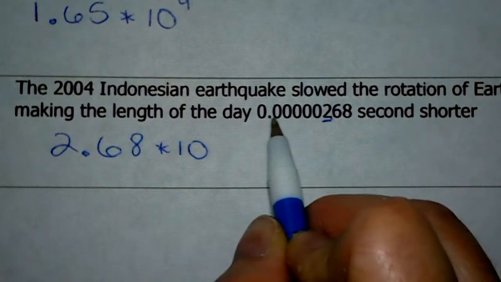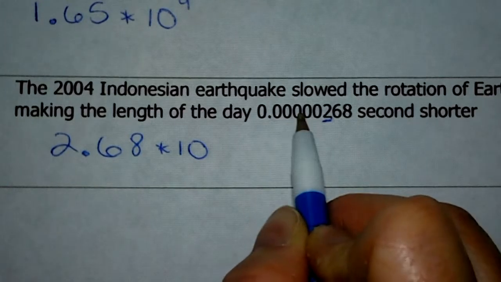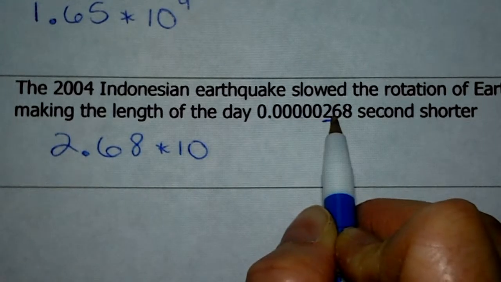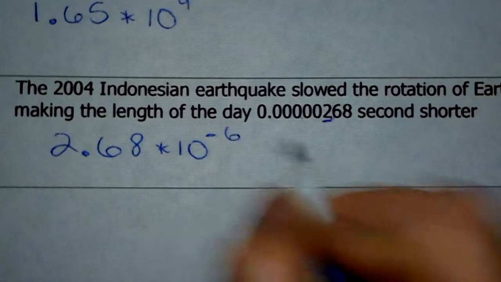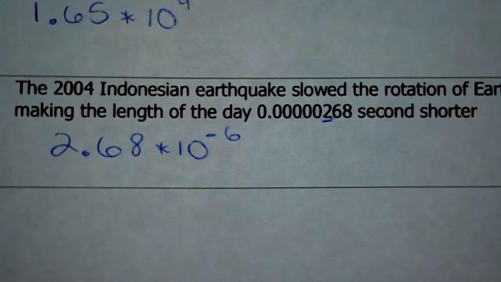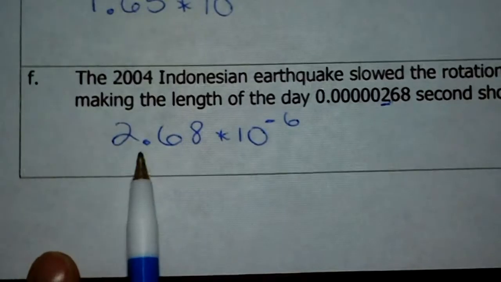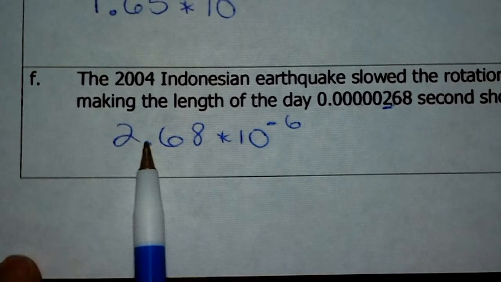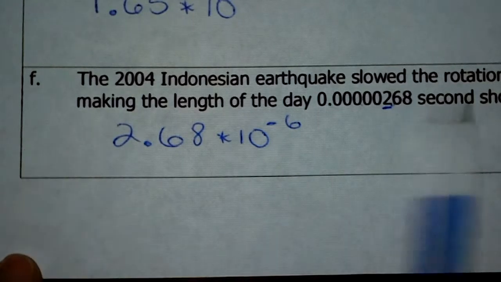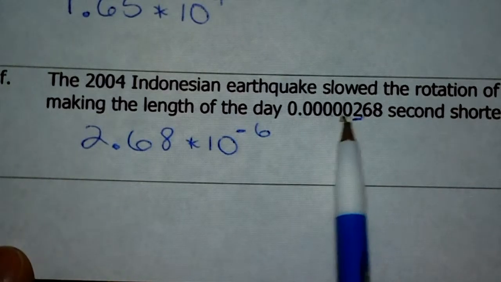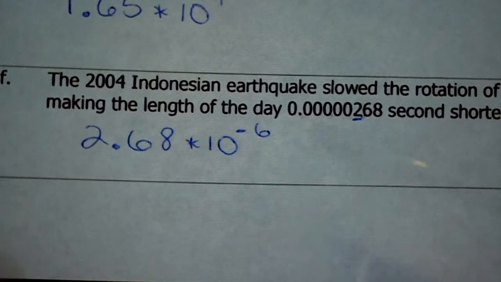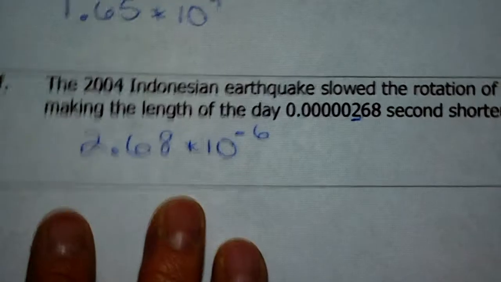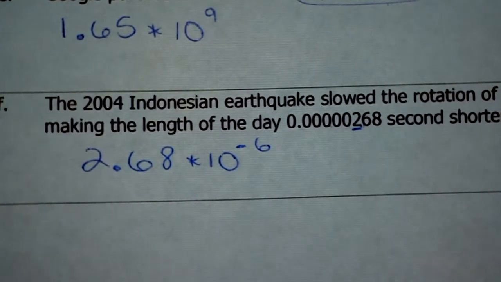To get it here, you have to go 1, 2, 3, 4, 5, 6 places to the right, which makes that a negative 6. And again, if you want to check it, look at it this way. If you took 2.68 times 10 to the negative 6, wouldn't you have to move 6 places to the left? And right here, you'd have to go 1, 2, 3, 4, 5, 6 places to the left. So we know that we are good. All right, turn your page.